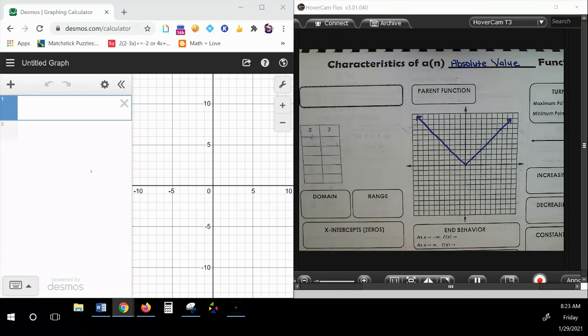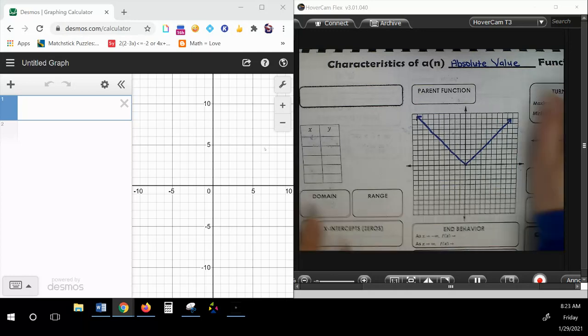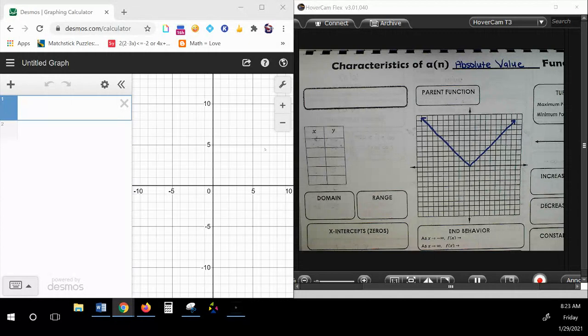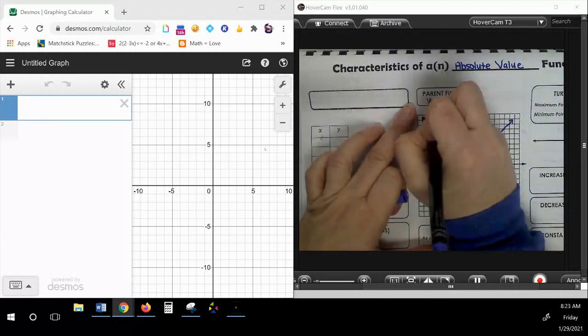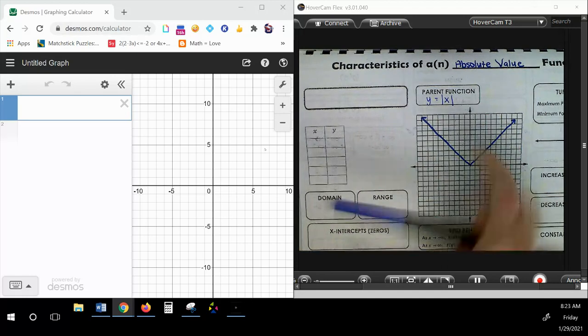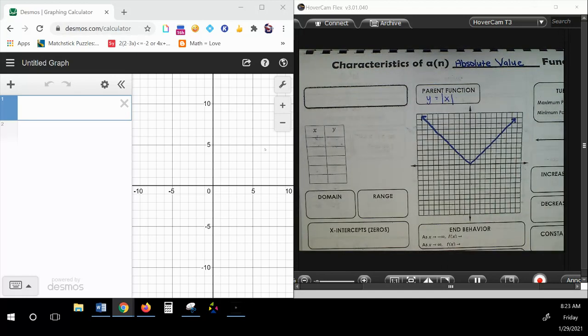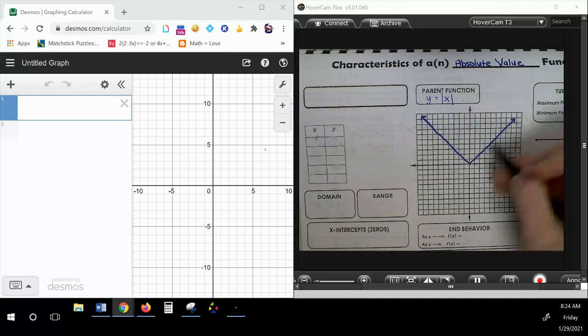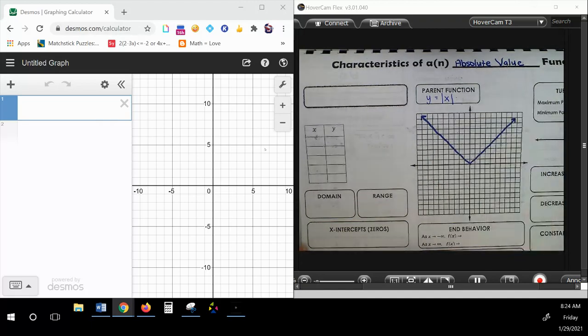Also, I pulled up Desmos and I did a split screen because I think that might help with some of these. So hopefully you guys remember that the parent function of absolute value is y equals the absolute value of x, and it looks like this, which makes sense because when you take the absolute value, it's all positive. So it's basically a line, but this half is flipped up because it's positive.